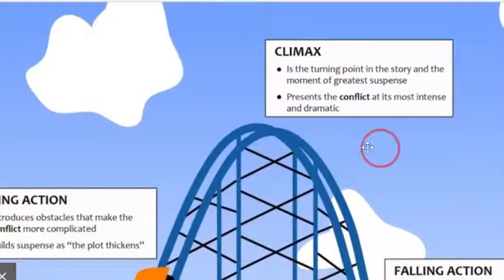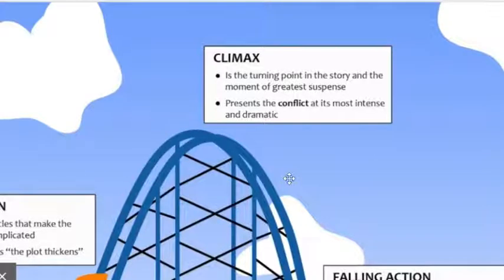Next, you have the climax. The climax is the turning point in the story and the moment of greatest suspense. This is when the conflict and drama is at its most intense. So this is the most exciting part of the story. So think about it. What's the most exciting part of a roller coaster? Well, it's that moment when you get to the very top of the hill and you feel weightless and you kind of come out of your seat right before the drop. So that's the climax of our story.